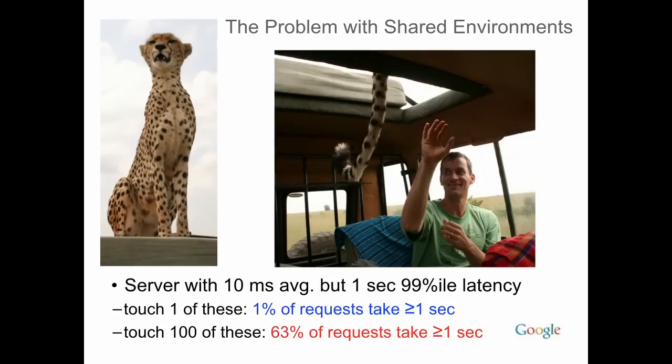To drive that point home, if you have a server whose average response time is 10 milliseconds, so pretty fast, but a 1 second 99th percentile latency, if you only have to touch one of those, then 1% of your requests are going to take more than a second, but most of them will be pretty fast. But if you need to touch 100 of these and get back responses from all of them, then 63% of your requests are going to take more than a second, because at least one of those servers will generally be in the long latency regime.